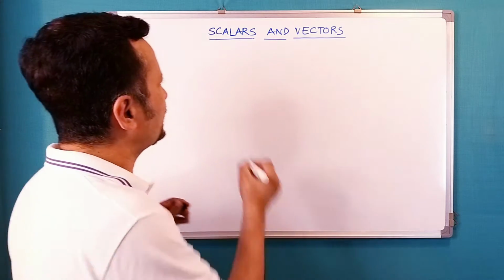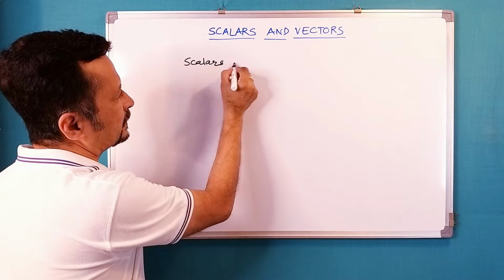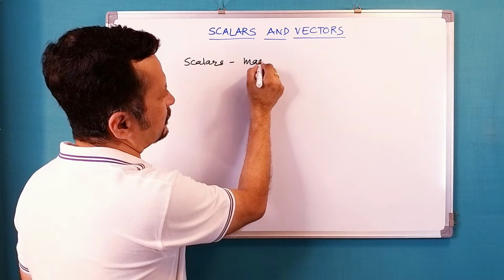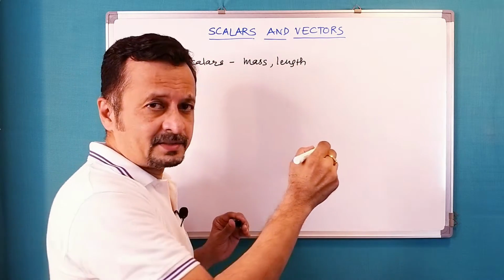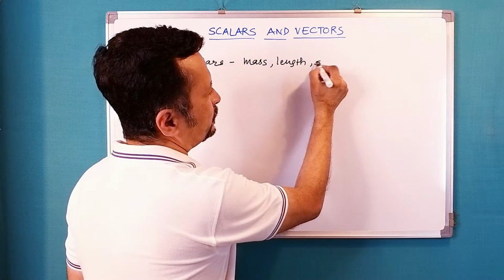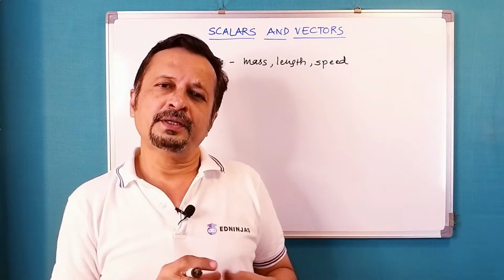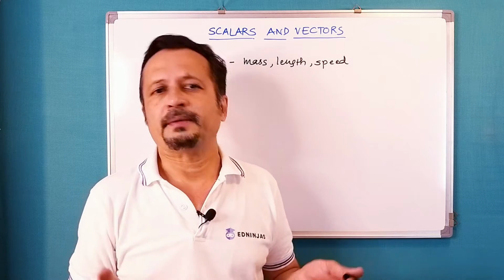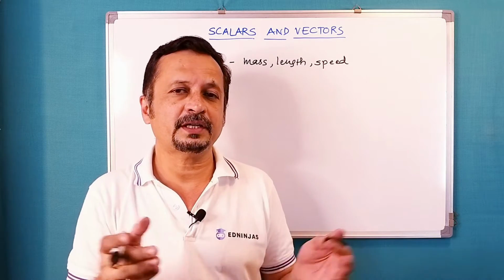So now what are the examples? Examples of scalars can be mass, length, or you can say distance, or speed. So for speed I really need distance and time, correct? So distance covered in that much time, so that will tell me the speed.